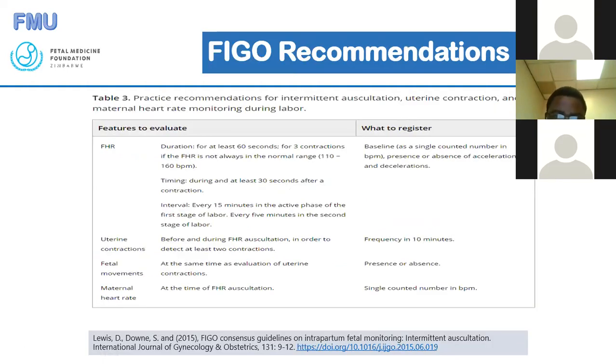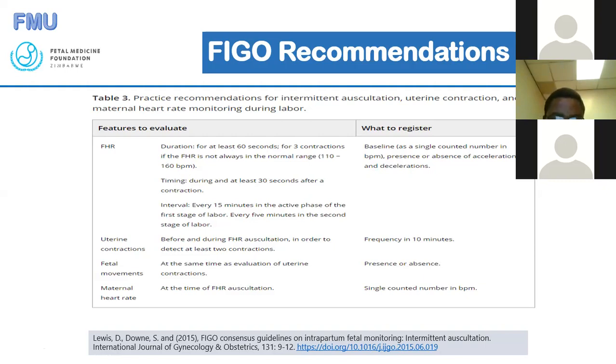Let me refresh you on what you have been doing, to see whether it has been happening correctly. According to FIGO, if you decide to monitor women in labor using intermittent methods, this is how you should do it. You should listen to the fetal heart rate for at least 60 seconds, to confirm it is within the normal range, between 110 and 160. The timing should be during and at least 30 to 60 seconds after a contraction. The interval is every 15 minutes in the active phase of the first stage of labor and every 5 minutes in the second stage. This is how it should be done when you are doing intermittent auscultation.